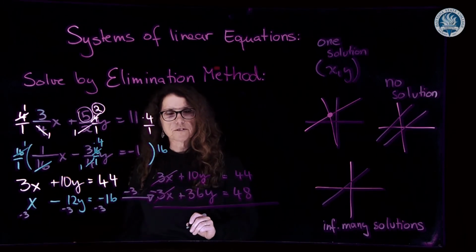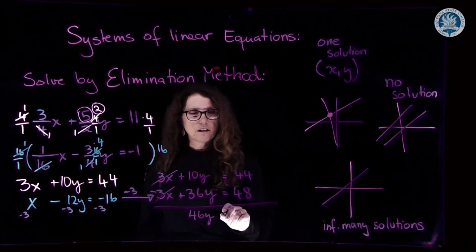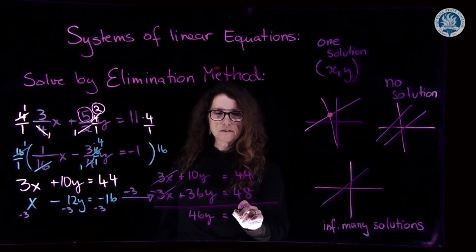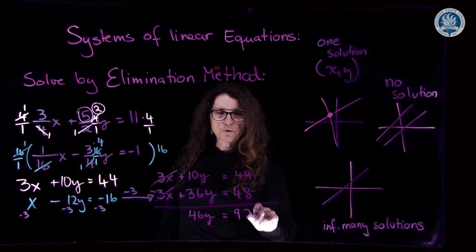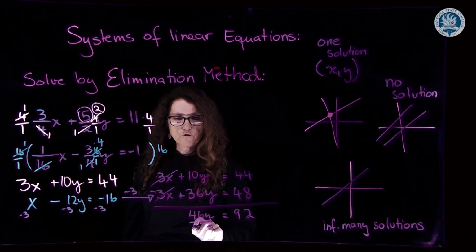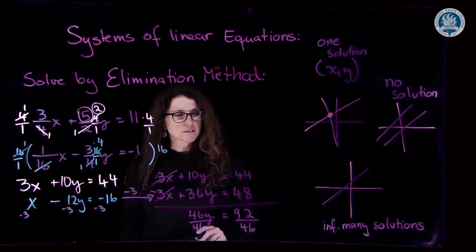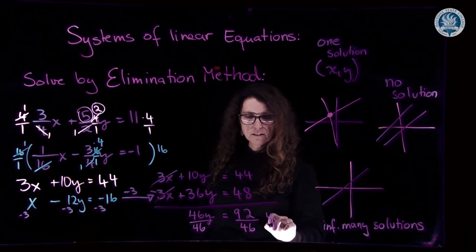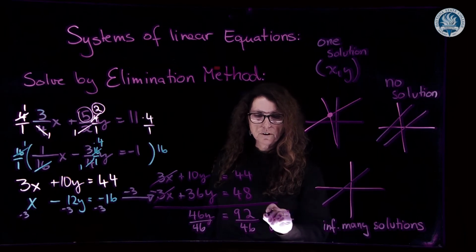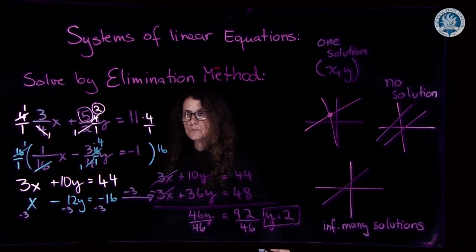10y plus 36y is 46y, and 44 plus 48 is 92. I divide this by 46, 92 divided by 46. You either use your calculator or you know that 92 divided by 46 is 2. Y is equal to 2.